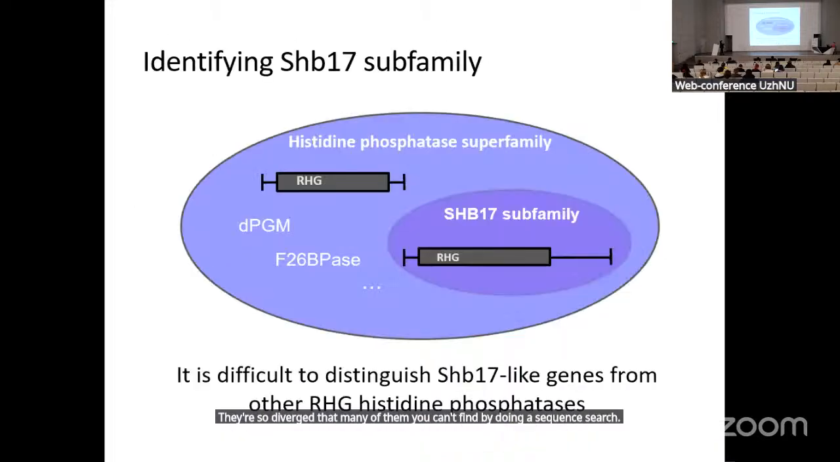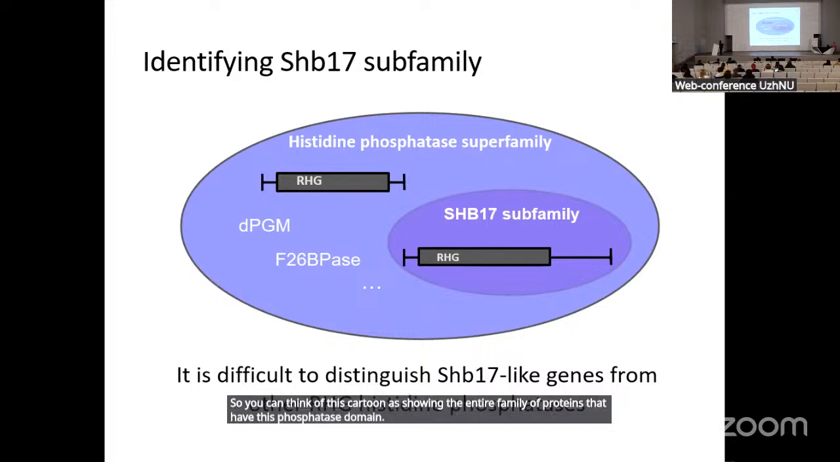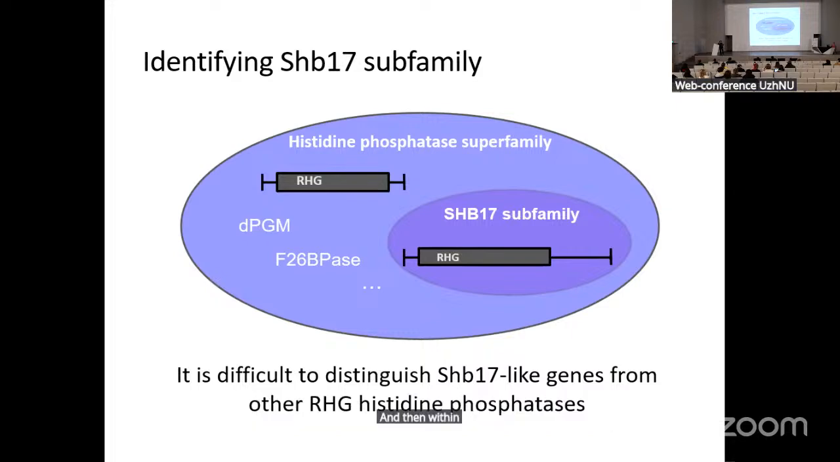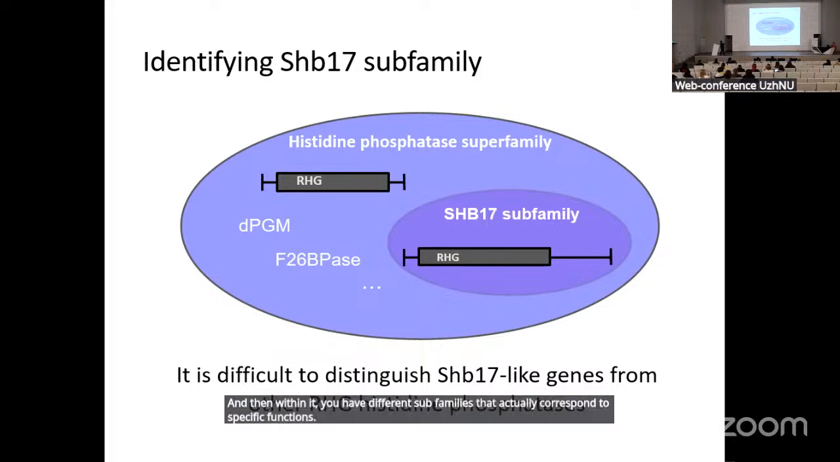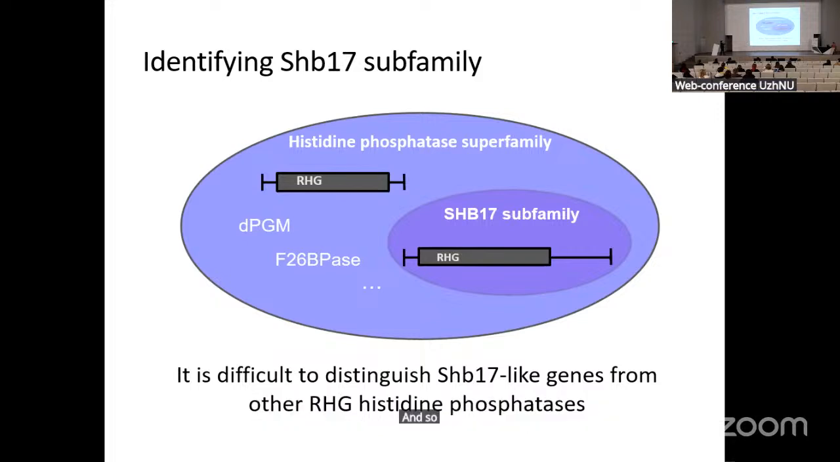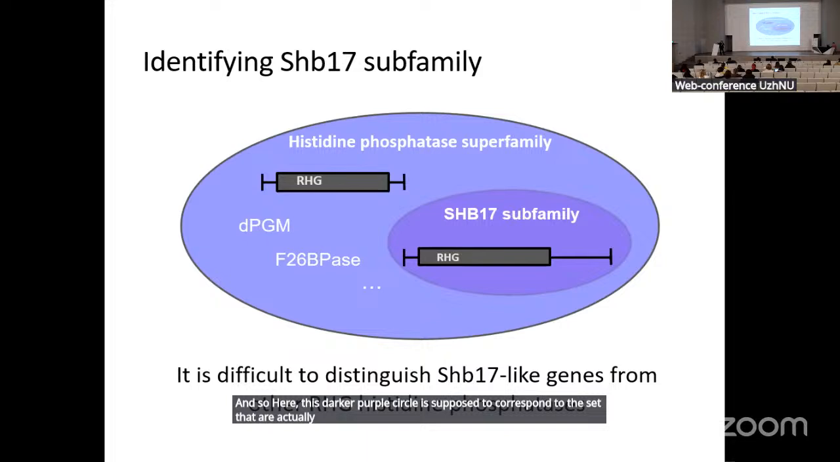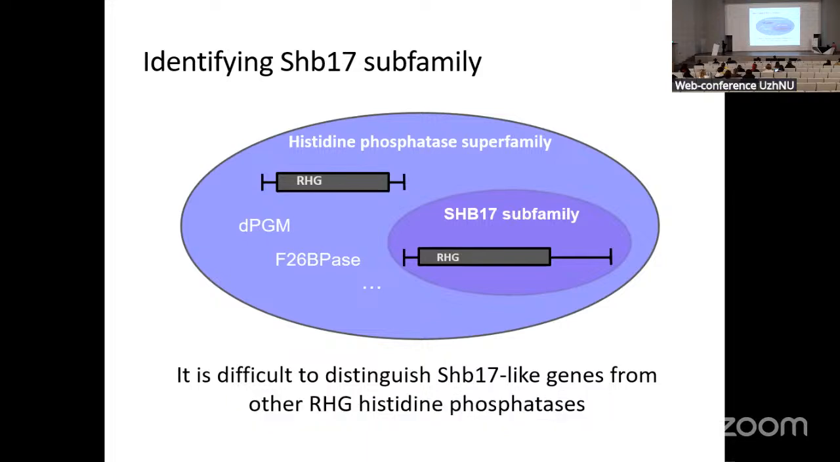So you can think of this cartoon as showing the entire family of proteins that have this phosphatase domain. And then within it, you have different subfamilies that actually correspond to specific functions. And so here, this darker purple circle is supposed to correspond to the set that are actually orthologous to SHIB17. And SHIB17 has the domain. It has a tail of about 80 amino acids as well.